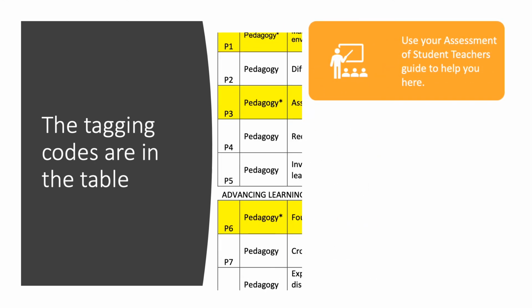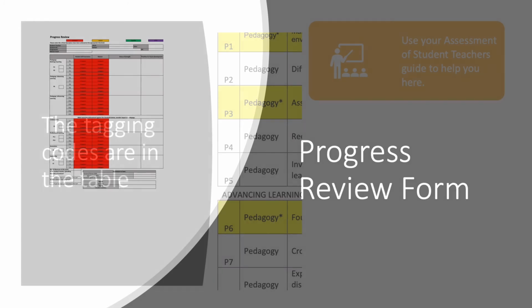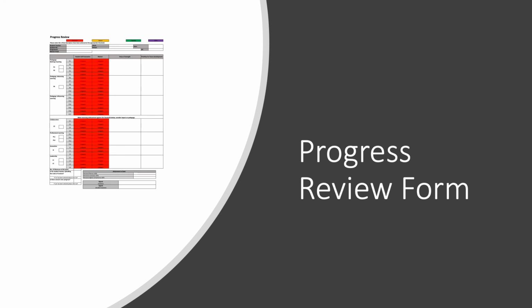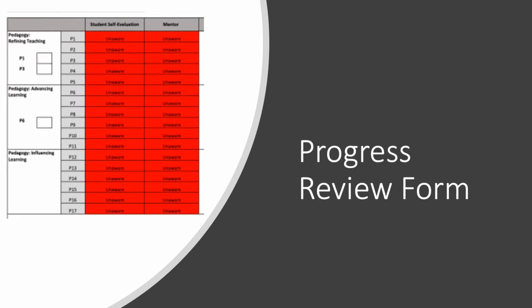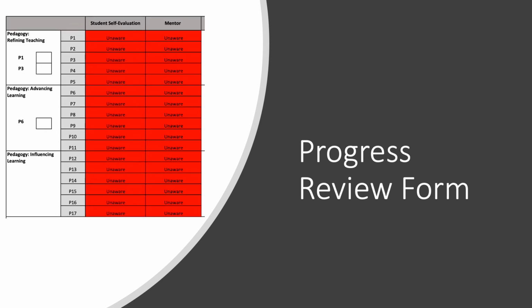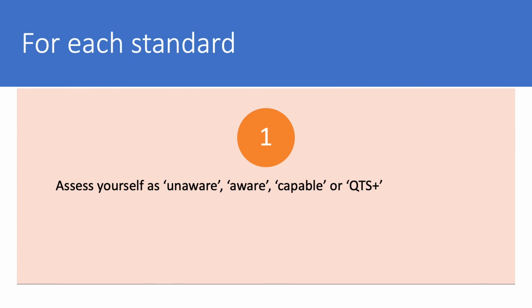And this is the point where you get to self-assess your own progress. Open up the progress review form that you've downloaded from Moodle. It's a Microsoft Excel spreadsheet, but it looks a bit like a form, and you'll see that it's got 2 columns with the list of standards. And the left-hand column for student teacher is where you get to colour code yourself as unaware, aware, capable, or QTS plus in each one of the standards.